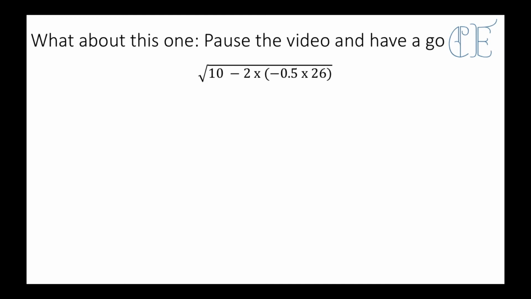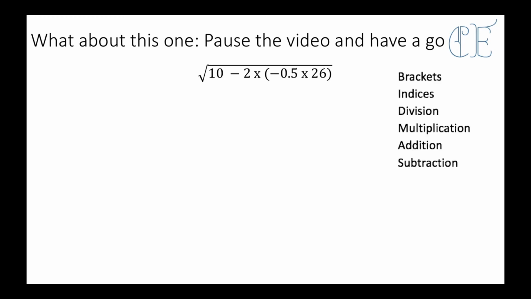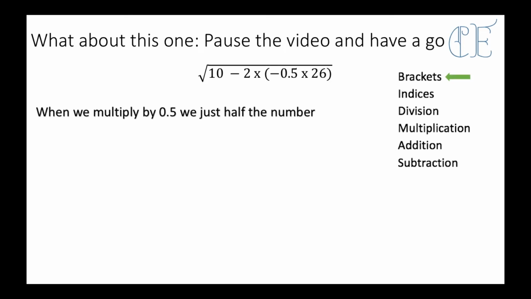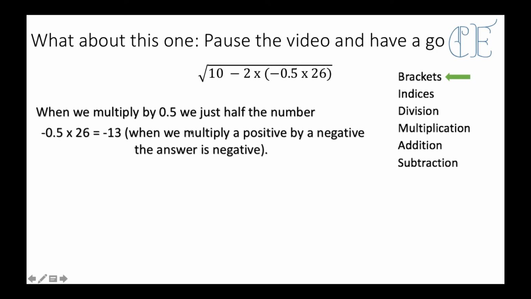Okay, so if you pause the video and had a go, let's go through this step by step. So, brackets. We do have some brackets. And in our brackets, we have this 0.5. So when we multiply by 0.5, in this case 26 times 0.5, 0.5 is equivalent to a half. So we just half this number. Okay, so inside that bracket, we end up with minus 13.